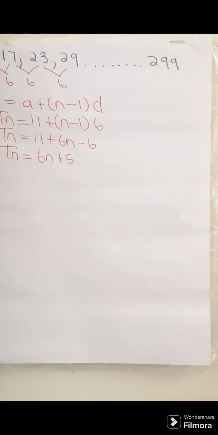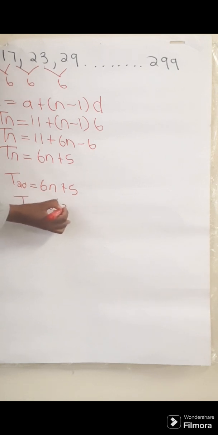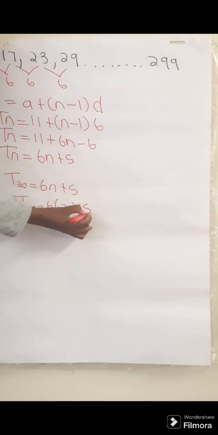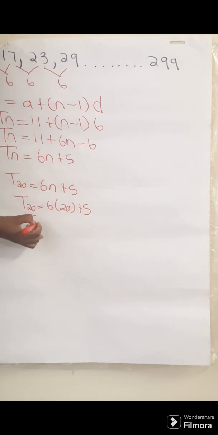Now we are asked to check which number is term 20. That's 1.1.2. So what we do is we say T20 equals 6n plus 5, which is T20 equals 6 times 20 plus 5. And then T20, which is 120 plus 5, equals 125.